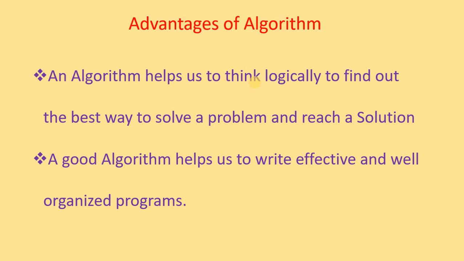Now, a good algorithm helps us to write effective and well organized programs. Whenever we are talking about algorithms, there are some average algorithms and some good algorithms. Now which are known as good algorithms? Good algorithms help us to write effective and well organized programs. So if a program is well organized and effective in getting the desired output in a proper time, then it is known as a good algorithm.